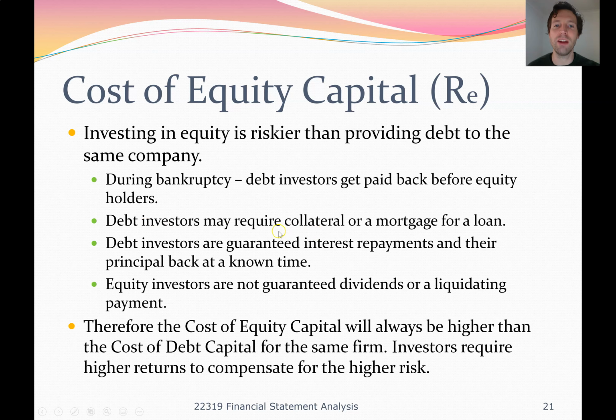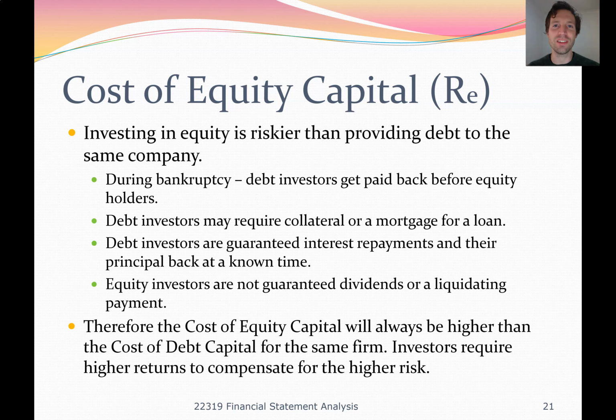Furthermore, debt investors may require collateral or mortgage for a loan. So a bank might lend you money for the house, but if you can't pay back the loan, they get to keep the house. So in the worst case scenario, they are somewhat secured in bankruptcy. Debt investors have predictable and contracted interest repayments and principal repayment schedules that are agreed to in advance. This means there's less volatility in the payments that are made to debt investors.